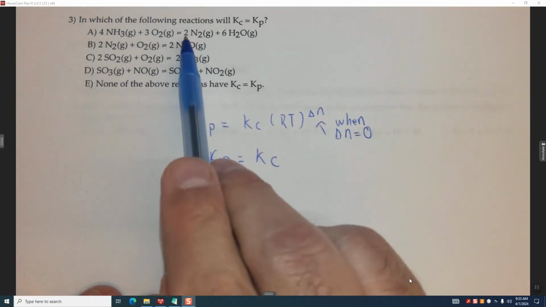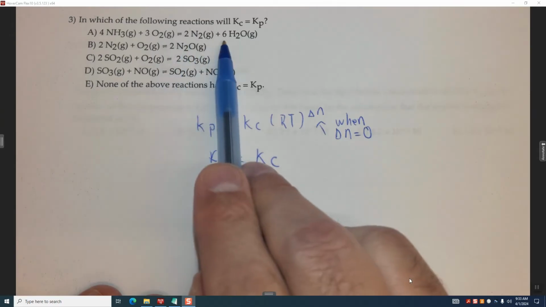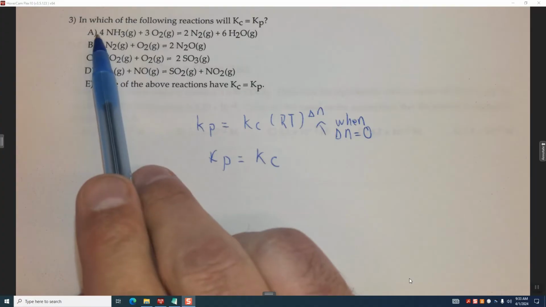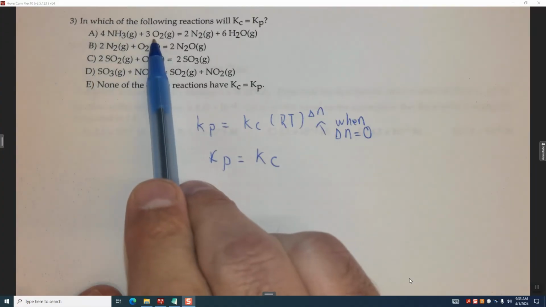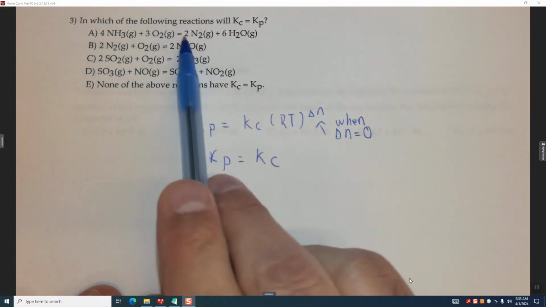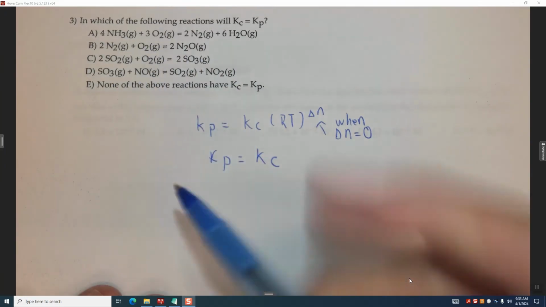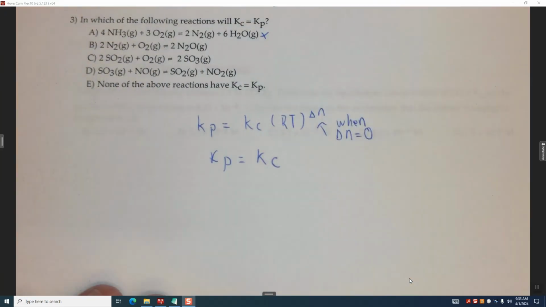So let's take a look. Here we have 2 plus 6, which is 8 moles of gas on our product side, minus 4 plus 3, which is 7 moles of gas on this side. So we have 2 and 6 is 8, and 4 and 3 is 7. Delta n is not equal to 0, so therefore we are not going to have Kp equal to Kc.